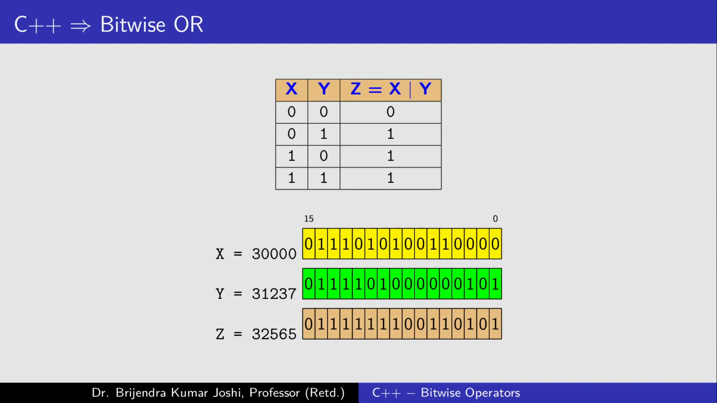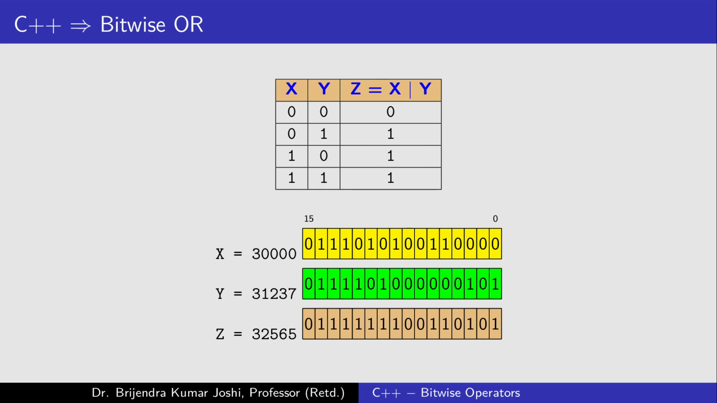Let us see the truth tables for each one of them. You may already know them, just for a recapitulation. Here is the truth table for the bitwise OR operator. You can observe here, if any of the inputs is 1, output would be 1. So here it is 1, output is 1. Here this is 1, output is 1. Here both are 1, so output is 1.